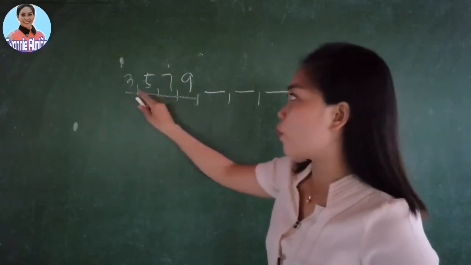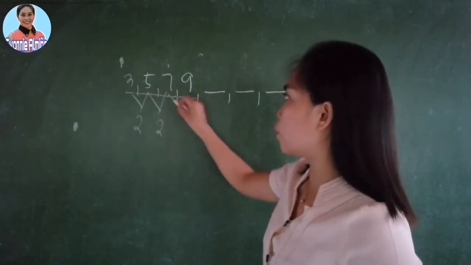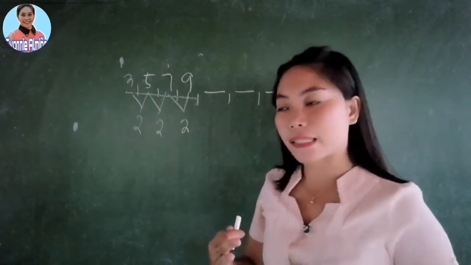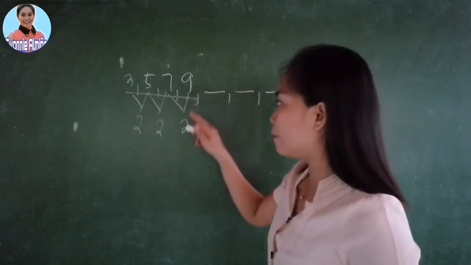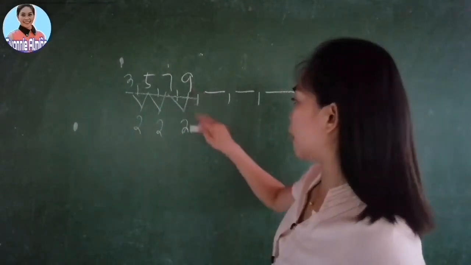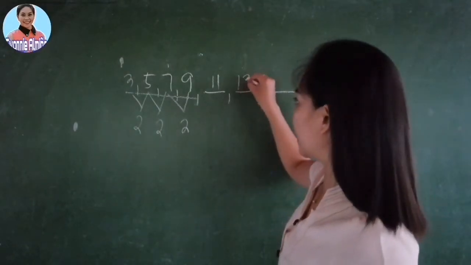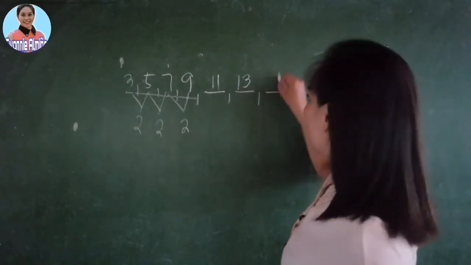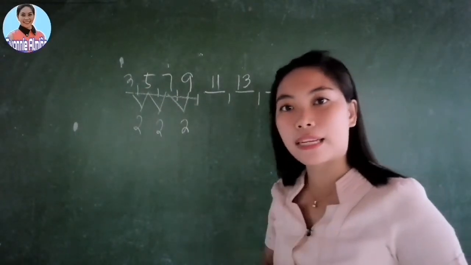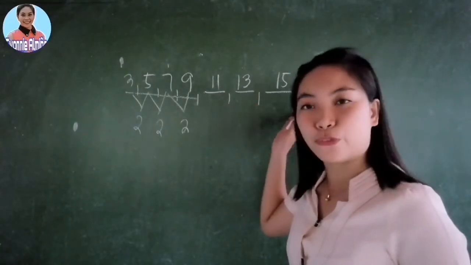So 3 and 5, what is the difference? Of course, 2. Then here, 5 and 7, 2. And 7 and 9, 2. So therefore, to obtain the next term, we have to add 2 to 9 para makuha po natin yung next term. So 9 plus 2, we have 11. Then 11 plus 2, you have 13. 13 plus 2, you have 15. So therefore, the next three terms of this sequence are 11, 13, and 15.